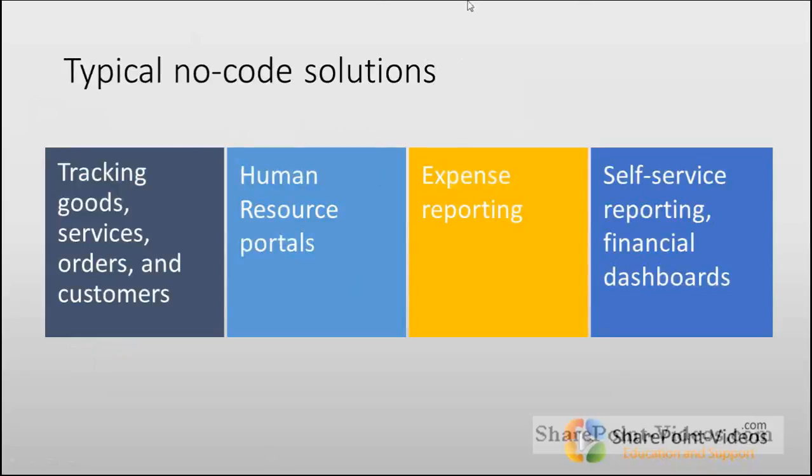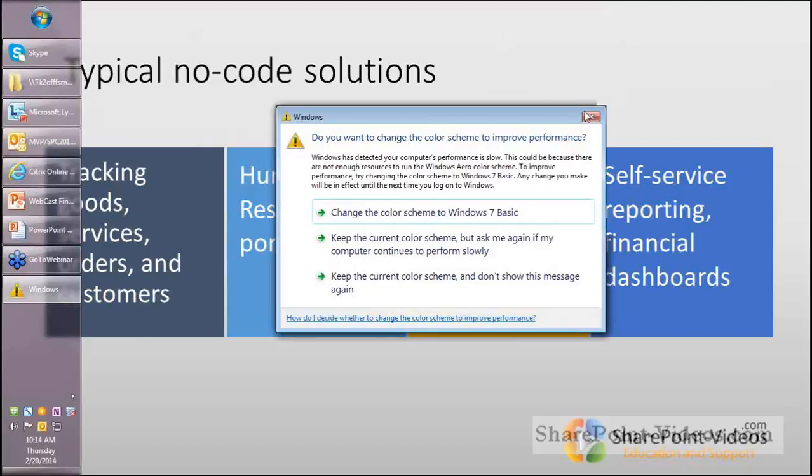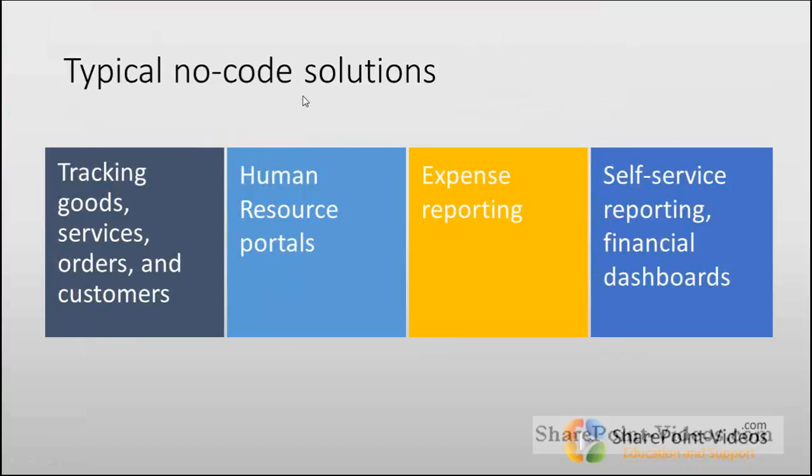And so here are a few examples of no-code solutions. Things that I would call the bread and butter of businesses or enterprises, whatever your organization does. Tracking goods, services, orders, and customers. Every business does this. An Access app is a great way of doing that, but you could also use a site list. Human resource portals. How often do you want to collect day-to-day information that employees have to provide all the time? This is a perfect example of a no-code solution.